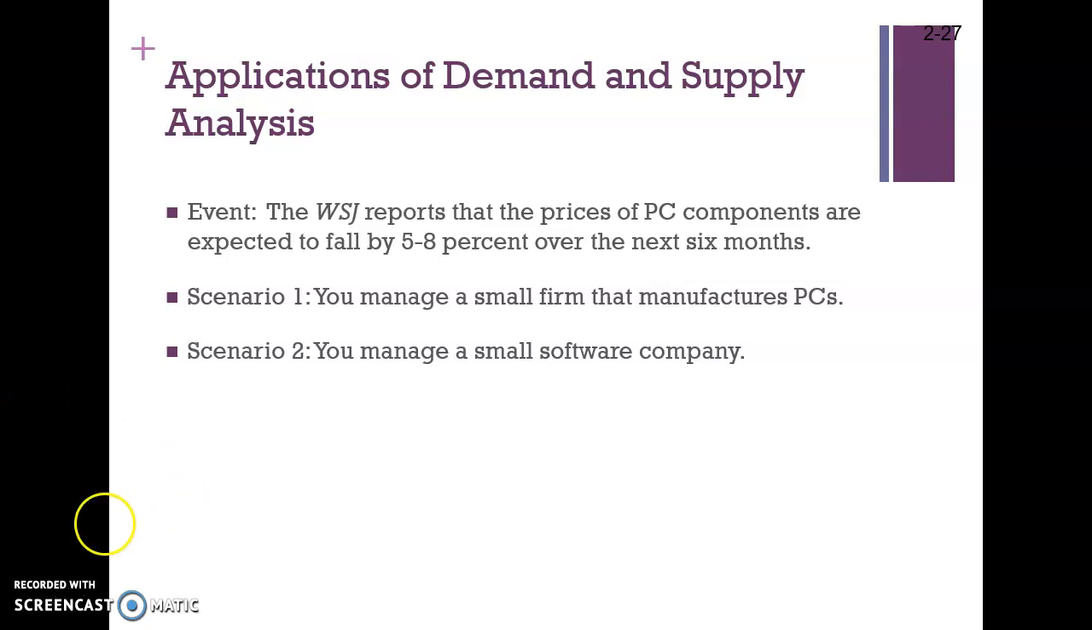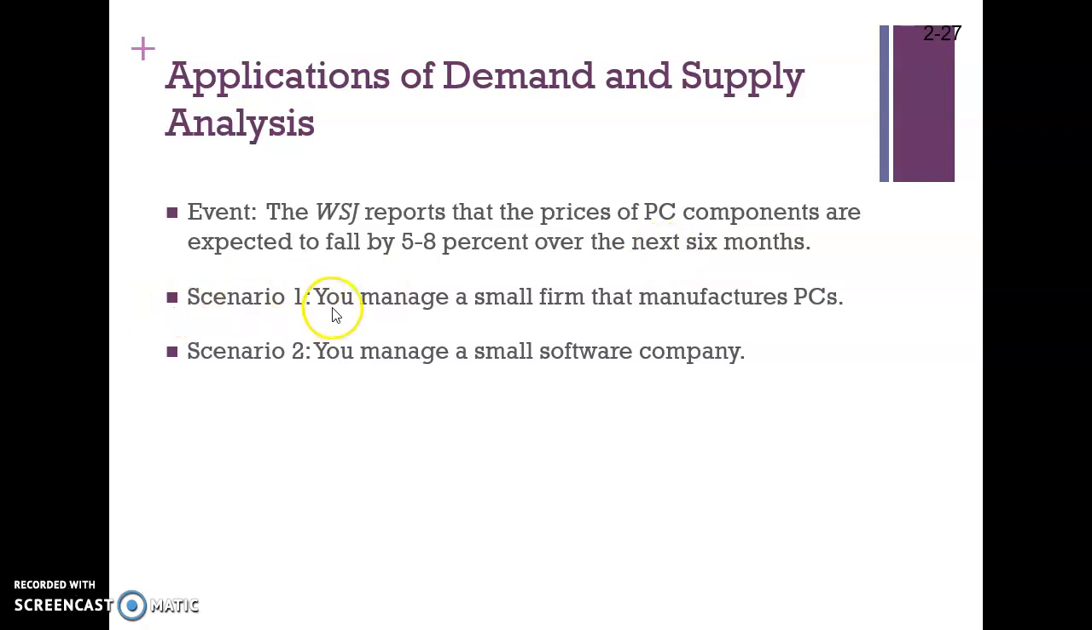For example, this is an example that a report says that the prices of the PC components are expected to fall by 5 to 8% over the next 6 months. There is a report saying that the prices of components, for example the motherboard, the keyboard and the screens, which are used in the production of personal PCs, will decrease by 5 to 8% over the next 6 months.